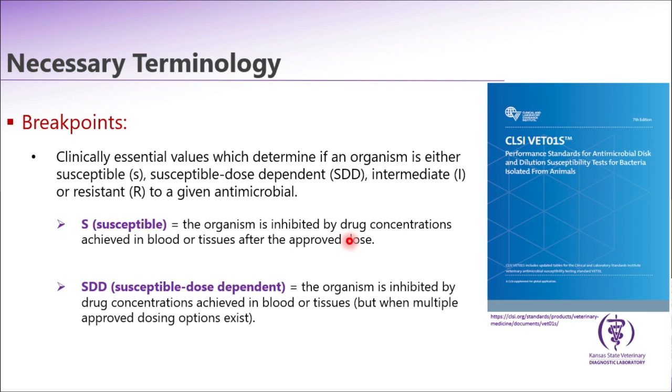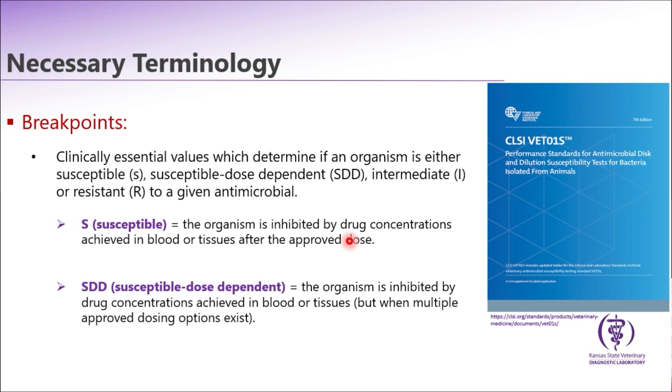These clinically essential values are a defined antibiotic concentration or a zone diameter of inhibition, depending on the way we measure the susceptibility, and we use these values to determine if a microorganism is going to be susceptible, resistant, or somewhere in between for a given antibiotic, right? And so we have susceptible, intermediate, or susceptible dose dependent, or resistant. So what do these definitions mean?